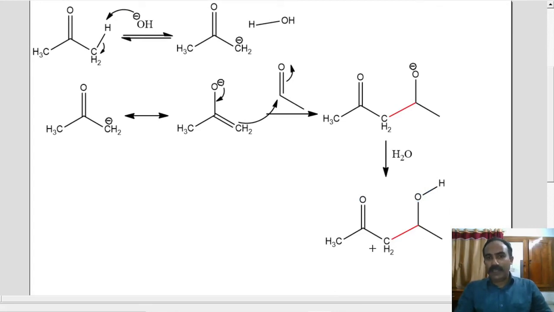Hope you understood the mechanism of the aldol reaction. This is the mechanism of the base-catalyzed reaction.